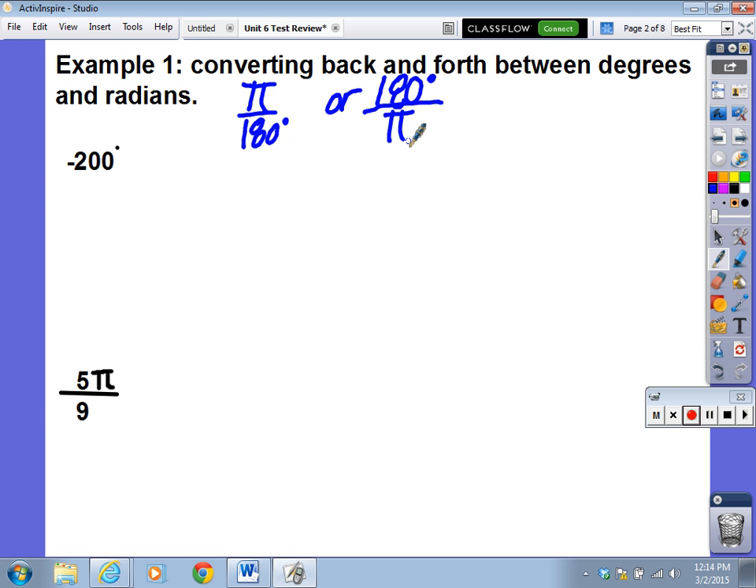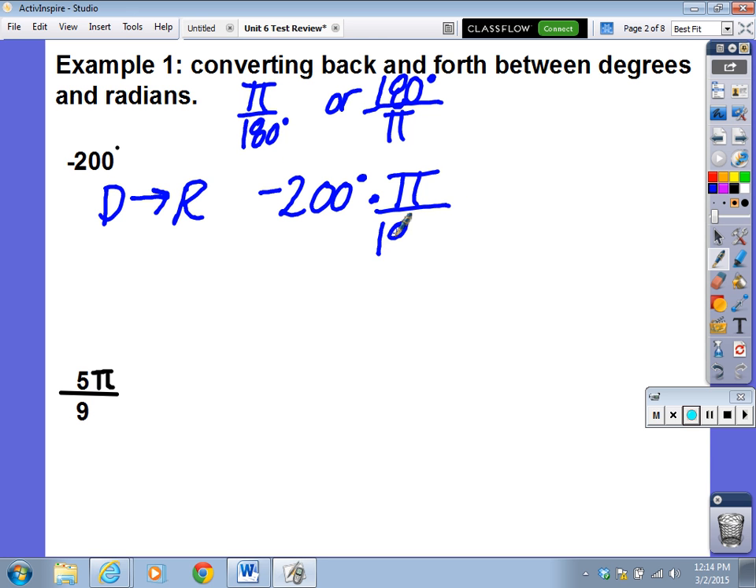So we're converting negative 200 degrees to radians. I'm going to write that. We're going from degrees to radians. I said radians second, correct? So that's what we're going to put on top. So we're going to multiply negative 200 degrees times our radians on top, so we multiply by pi radians over 180 degrees.